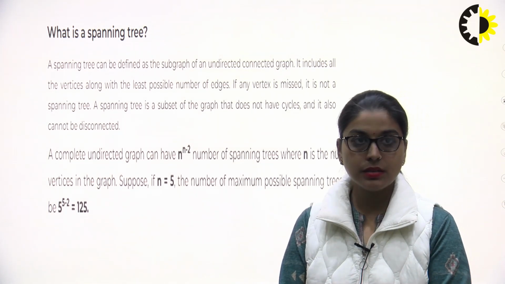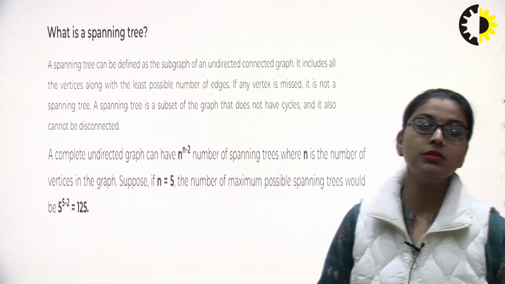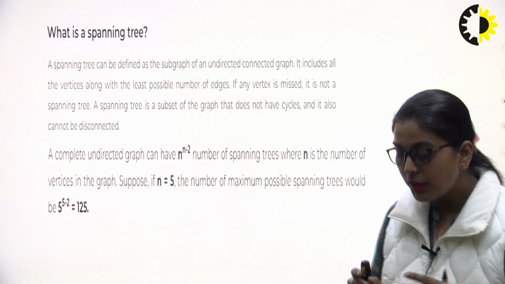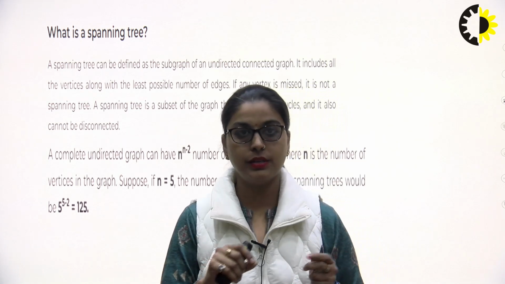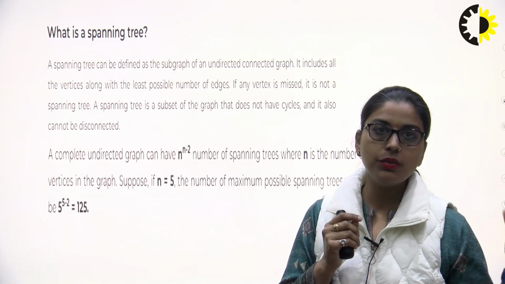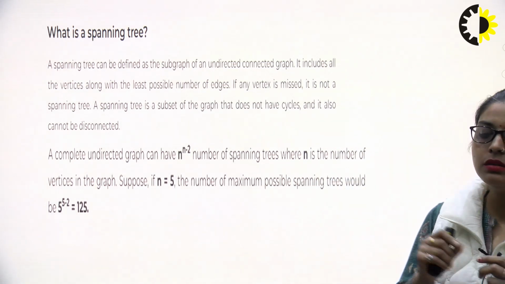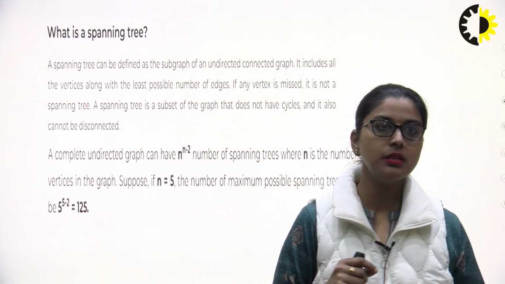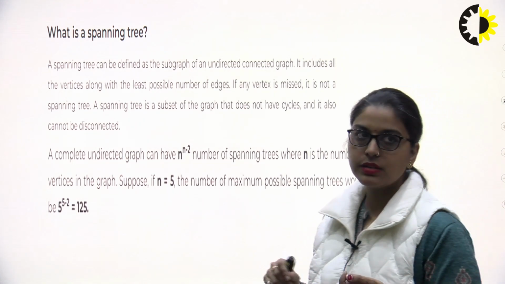A spanning tree is a subset of the graph that does not have a cycle, and it also can't be disconnected. That means if we have a graph and we are traversing all the vertices, the rule is that we need to traverse all the vertices, not every edge, because in a spanning tree there is no closed loop, or cycle, formed by the traversal.